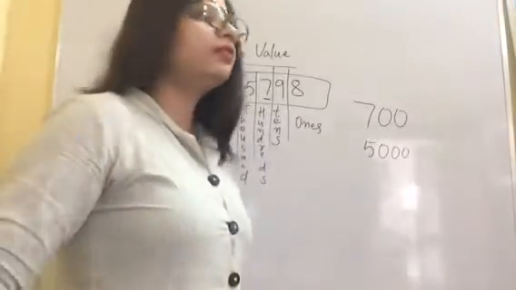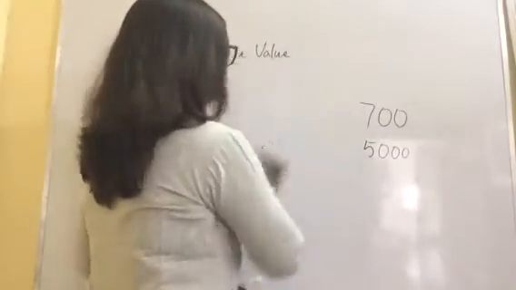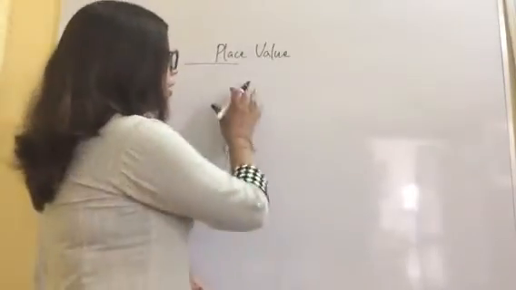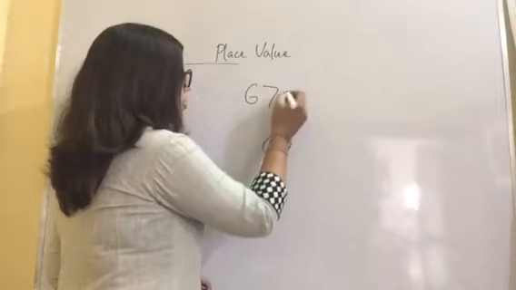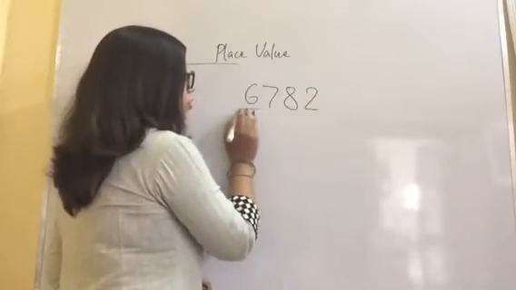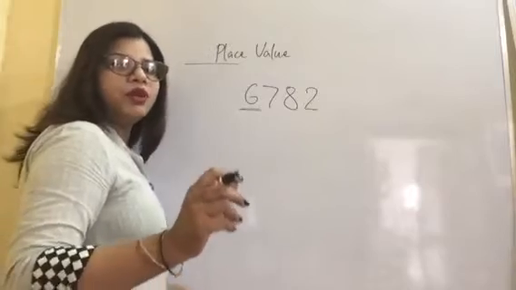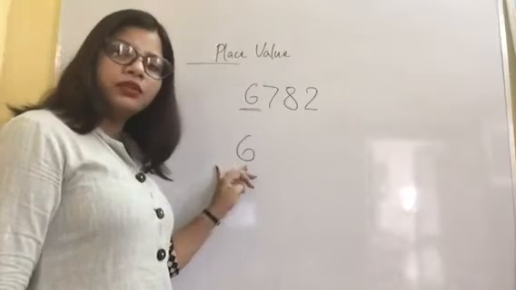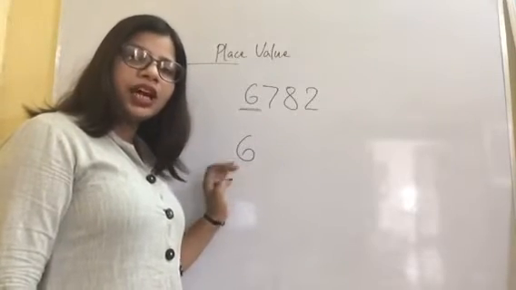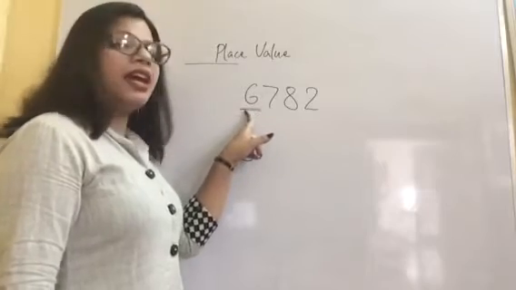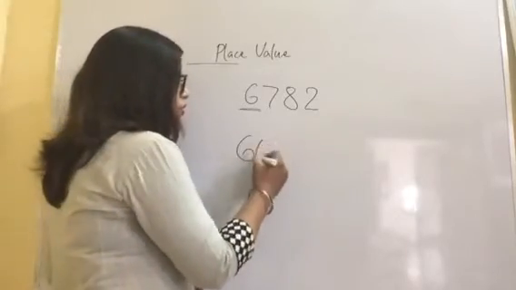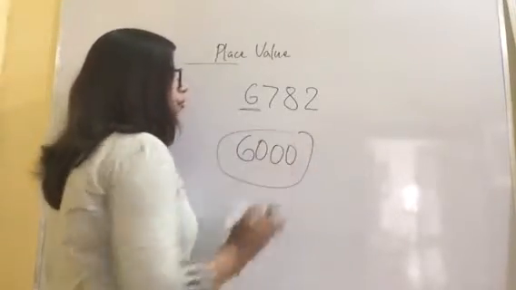Let's have the next example. This was method 1. We can use one more method, which is quite simple for finding place value. It is written 6782, and you have to write the place value of 6. What we do is copy that digit down and then count how many digits are written after 6. So this is the 6, and how many digits are written after 6? 1, 2, 3. So we will put 3 zeros here, and this will be the place value of 6.